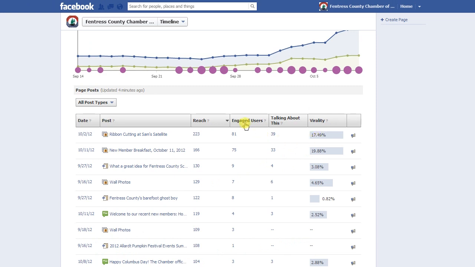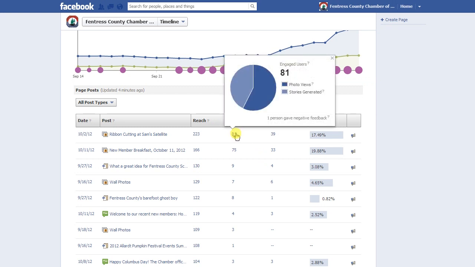So you can look at all these different things, whether it's reach, how many people you're reaching, how many people you engaged. By engaged, you can just hover over it and see how the engagement went. 81 people were engaged, 58 of those were photo views, and it created 43 stories, meaning that people commented, liked it, or shared it in order to put it out farther on Facebook.